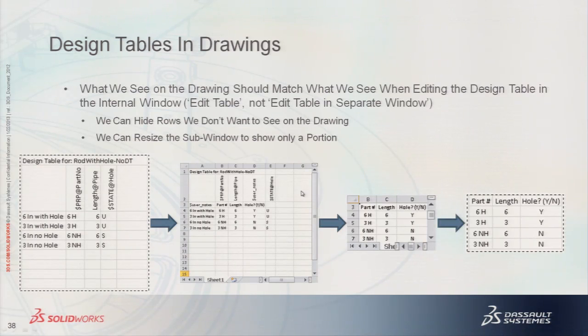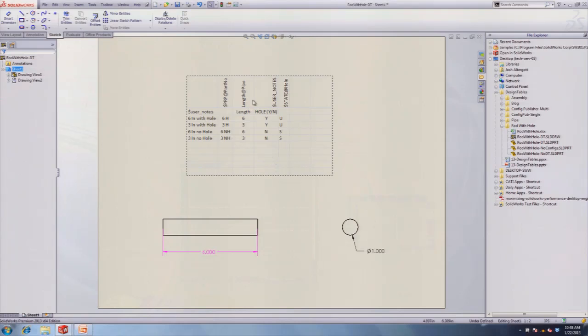All right, and that's what we talk about here, is what we see in the drawing should match what we see when we do edit table internal window. So you just want to do edit table, not edit table in separate window. When you do this, we can hide rows we don't want to see on the drawing. We can resize the sub-window to only show a portion of it. And you can see the steps here. What we start with in the drawing, what we start with in the part, how we change it in the part level, and what we see back at the drawing level.